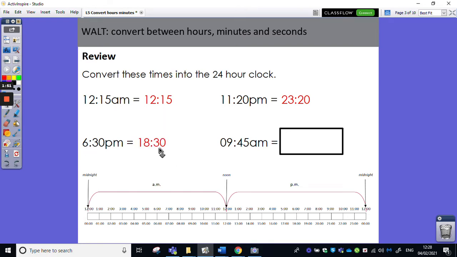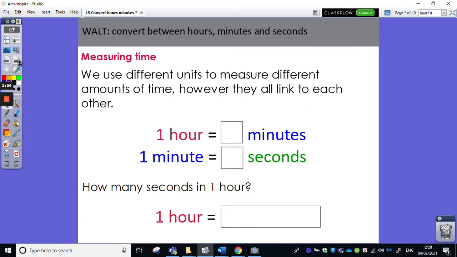My minutes are not changing. And then 9:45 AM would not change because that's AM. So well done if you've remembered that from yesterday, but do keep practicing if you're still finding it a little bit tricky. So measuring time.